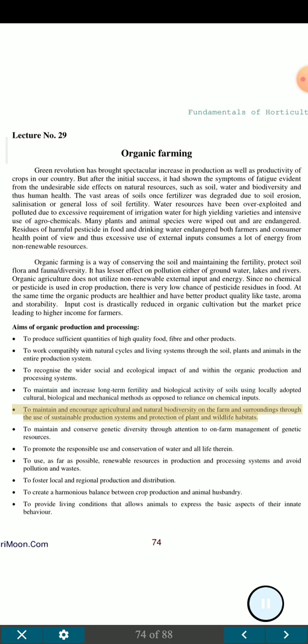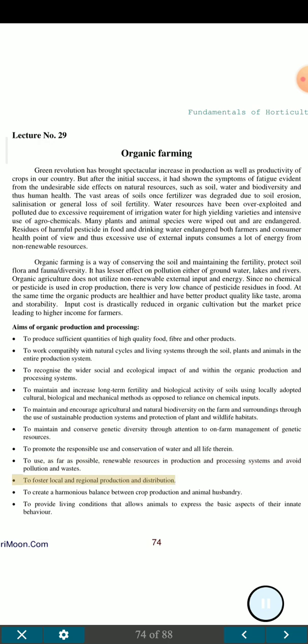To maintain and encourage agricultural and natural biodiversity on the farm and surroundings through the use of sustainable production systems and protection of plant and wildlife habitats. To maintain and conserve genetic diversity through attention to on-farm management of genetic resources. To promote the responsible use and conservation of water and all life therein. To use, as far as possible, renewable resources in production and processing systems and avoid pollution and wastes.